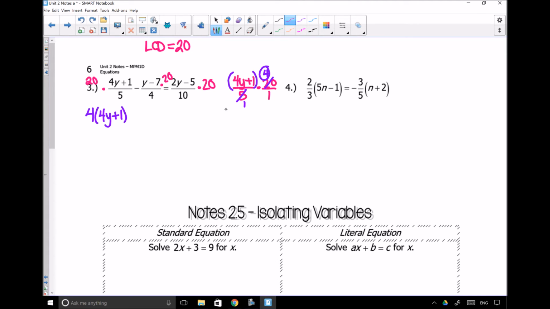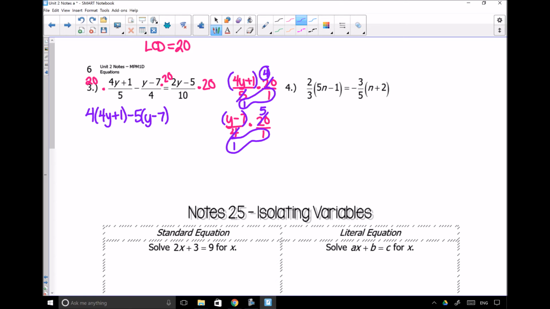Then the next term says y minus 7 over 4. I'm going to multiply that by 20 over 1. Well, I can divide 4 and 20. They're both divisible by 4. 4 divided by 4 is 1. 20 divided by 4 is 5. So it's 5 times this whole thing. So I'm going to say minus 5 times the quantity y minus 7. Why don't I have any denominators? Because they're both 1s, and anything divided by 1 is itself.